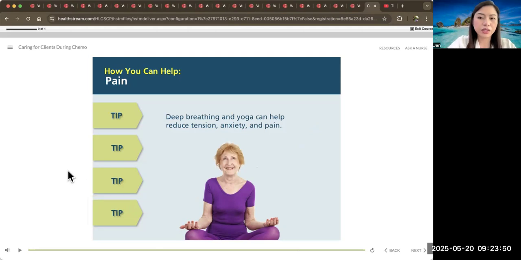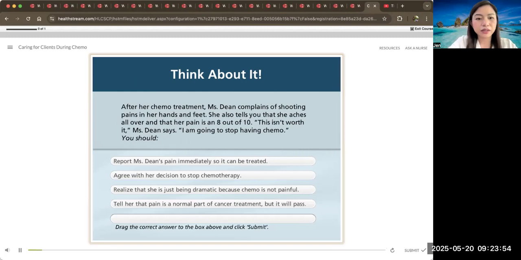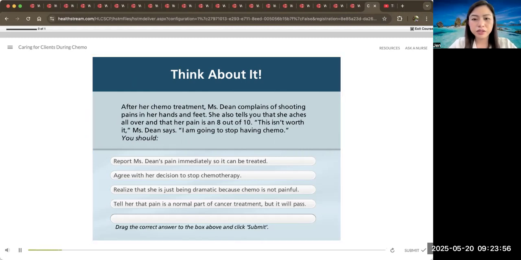Deep breathing and yoga can help reduce tension, anxiety, and pain. Think about it. After chemo treatment, Miss Dean complains of shooting pains in her hands and feet. She also tells you that she aches all over and that her pain is an 8 out of 10. "This isn't worth it," Miss Dean says. "I'm going to stop having chemo."